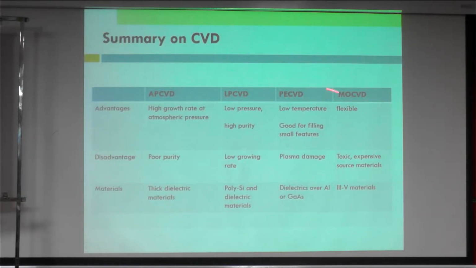So this is the comparison of these CVD processes. APCVD has the advantage of a high growth rate at atmospheric pressure, LPCVD has low pressure and high purity, PECVD has low temperature and is good for filling small features, and MOCVD is flexible with the materials. And we can see the rest of the advantages and disadvantages of these systems.